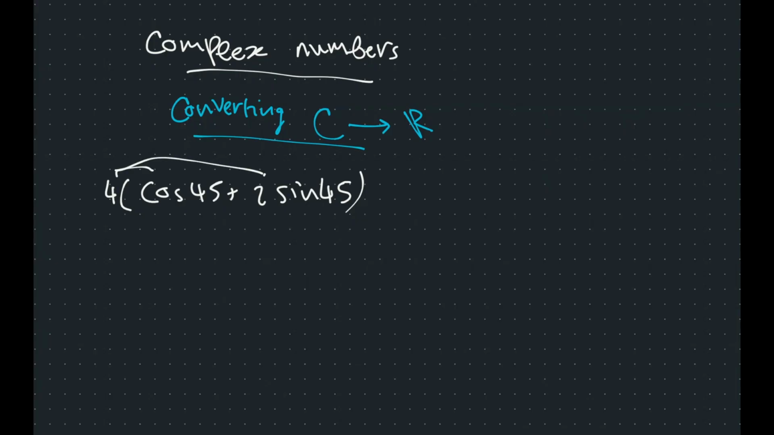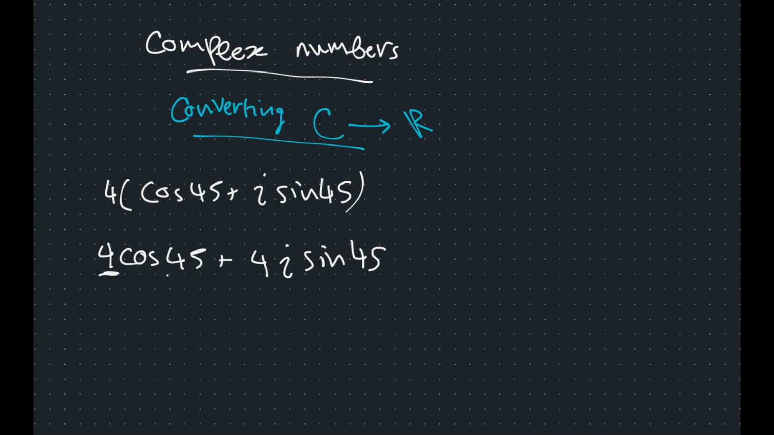So I will multiply 4 to both sides. So we'll have 4 cosine 45 plus 4i sine 45. And then using our calculators, we will just have 4 times cosine 45. Now we know cosine 45 is root 2 over 2, and we'll have 4 here, plus 4 times sine 45. What is sine 45? Also root 2 over 2. So 4 times i times root 2 over 2.